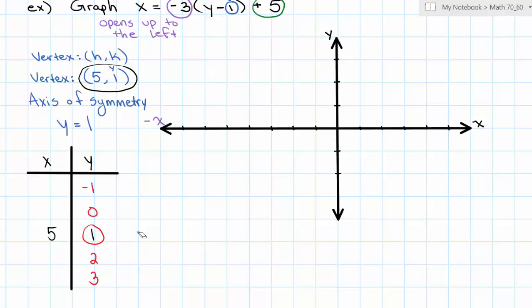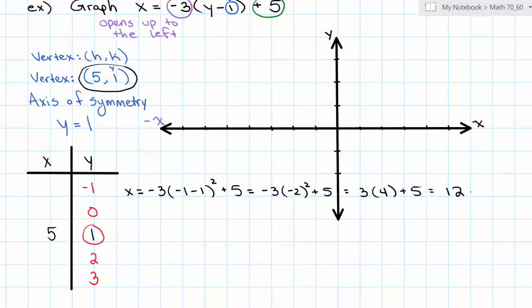I'm going to plug those into the equation and see what I get for my x values. So for the first one here, I'm going to get x is equal to -3 times (-1 minus 1) quantity squared plus 5. This is going to give me -3 times (-2) squared plus 5. Negative 3 times 4 plus 5, sorry, negative 3. Forgot the negative on there, so it's going to be negative 12 plus 5, and that's going to give me negative 7.